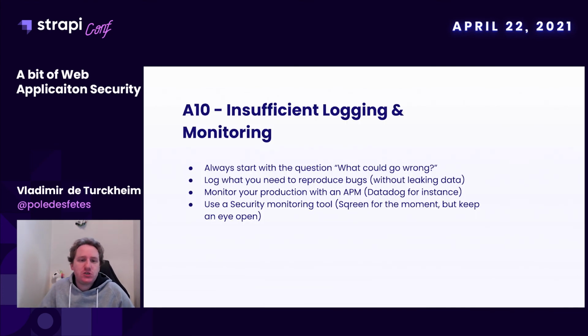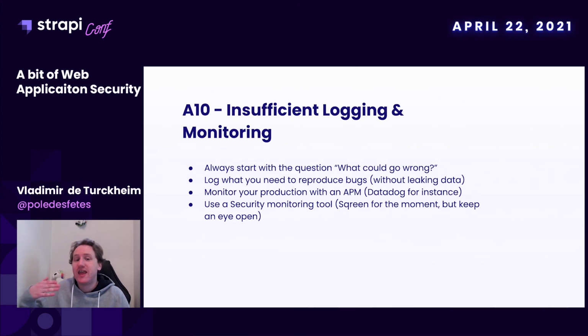Last but not least, insufficient logging and monitoring. Always start with the question, what could go wrong? We are talking about checking who accesses data. Maybe you want to log when a user accesses private information. Log what you need to reproduce bugs, but make sure that you don't leak sensitive data through your logs. That's actually a very bad practice. A few years ago, a very big social network actually had email addresses leaked into logs. So make sure that does not happen for you.